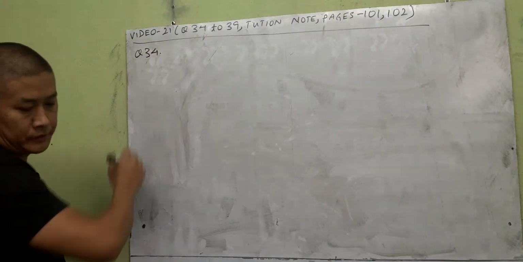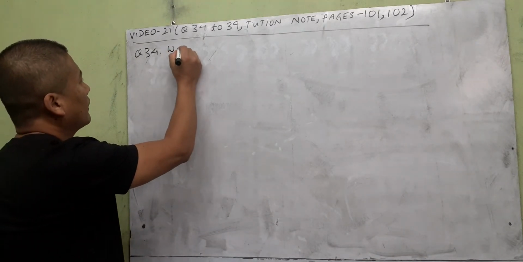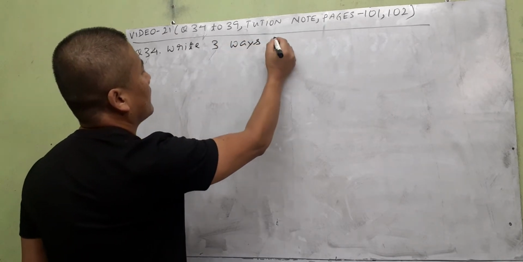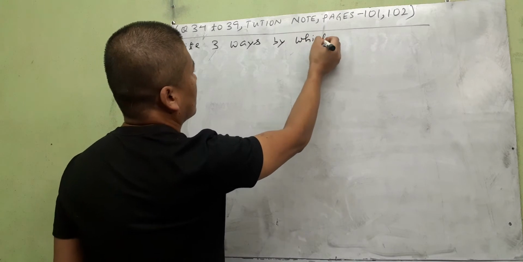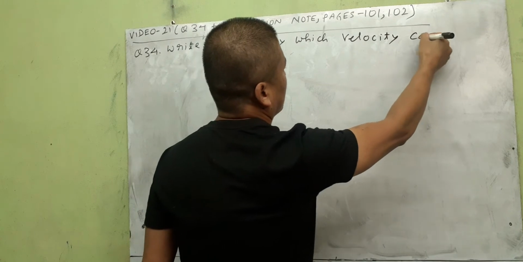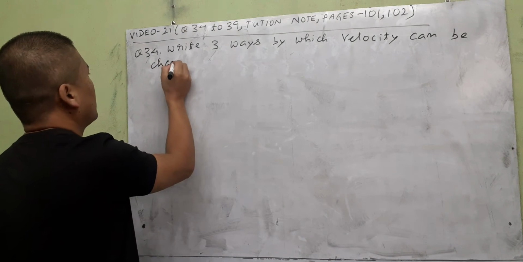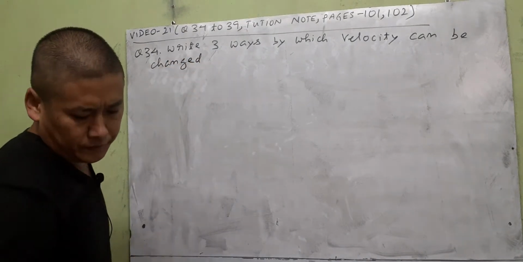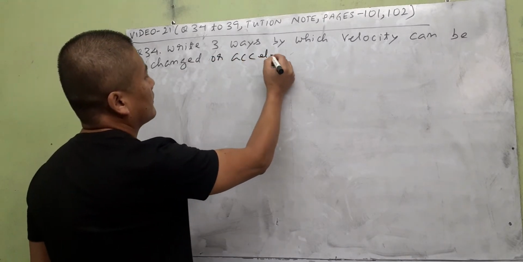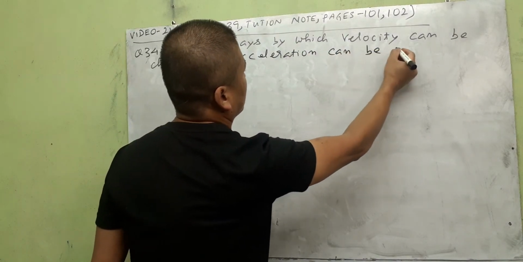Question number 34, sorry. Write 3 ways, or you can also say 3 methods, by which velocity can be changed. In other words, we know that change in velocity means it also means acceleration can be achieved. This is the question that we are going to discuss first.